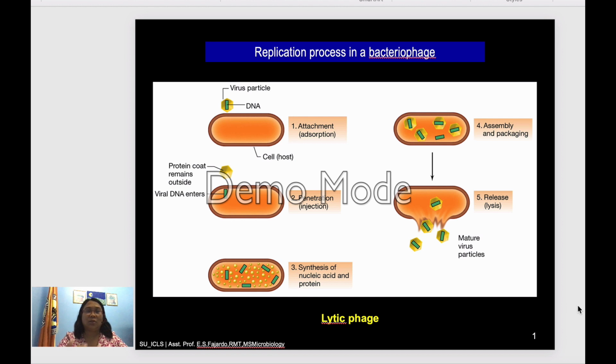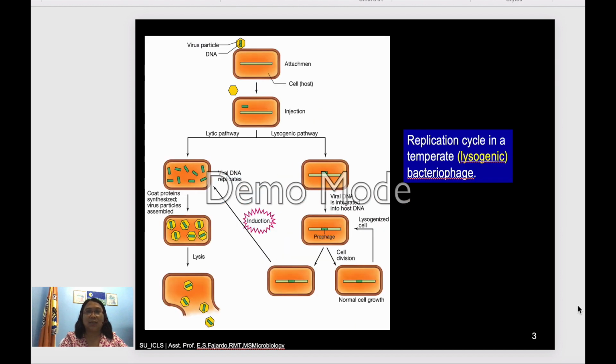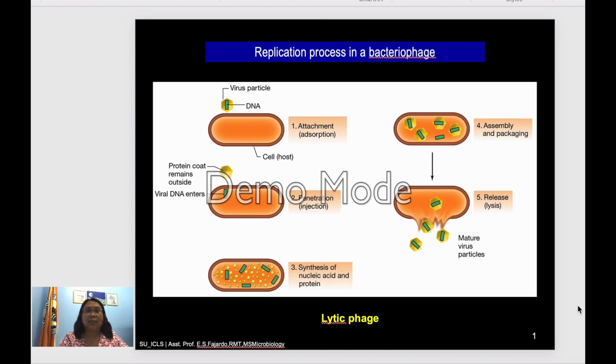A bacteriophage is a virus that infects bacteria. So why do we also have to study bacteriophages? Because bacteriophages are good models for discovering the replication cycle of a virus. In the life cycle of a bacteriophage, this is divided into two types. First is the lytic cycle, and the other one is the lysogenic cycle.